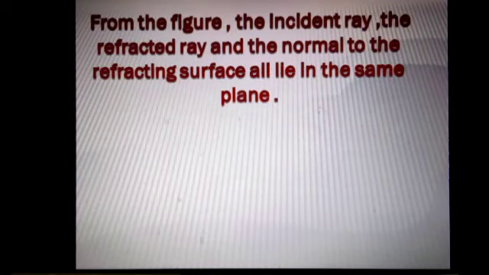Children, you can see that the incident wavefront, the refracted wavefront and the normal all lie in the same plane. So here is the second law of refraction.